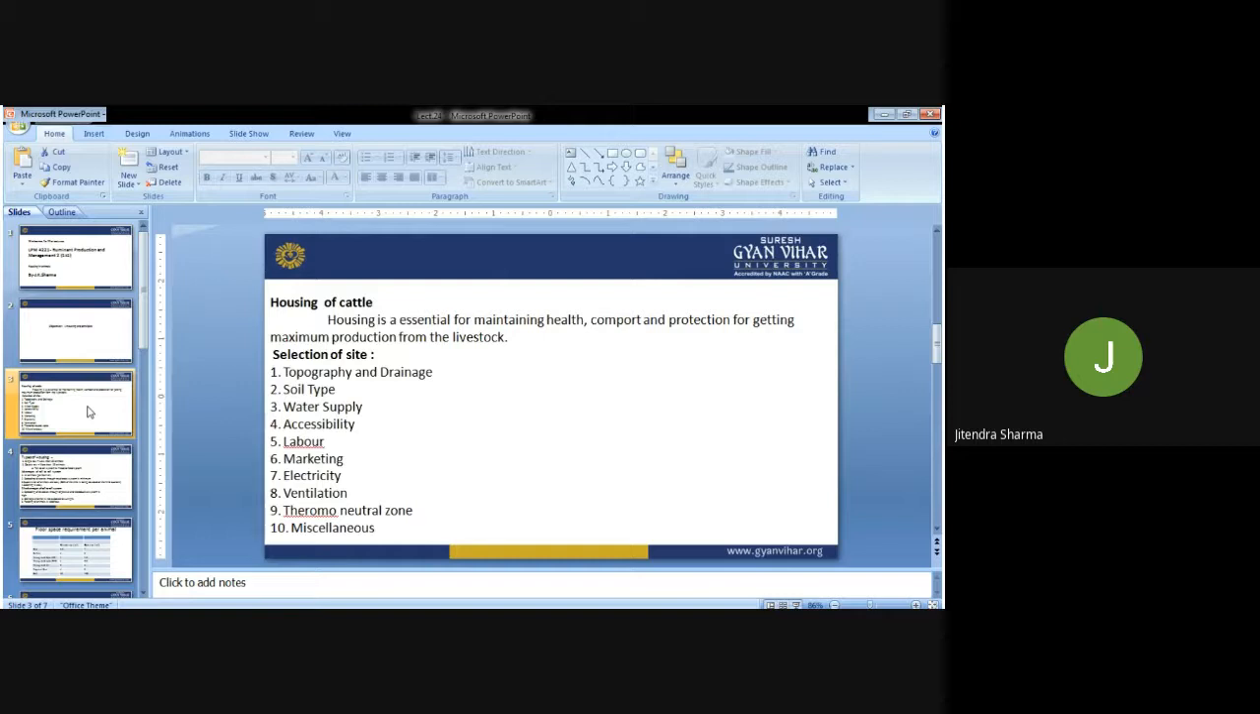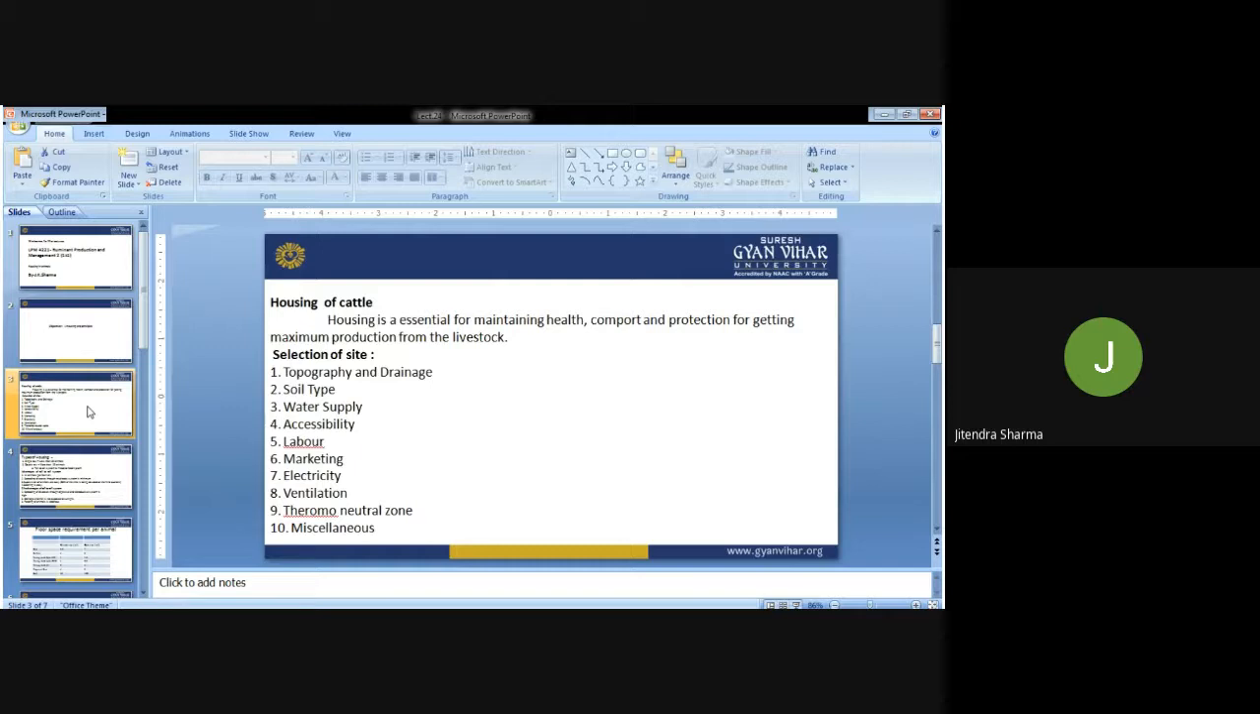So, selection of site. Before we select the site, what are the basic points that we have to keep in mind? Topography and drainage. It means we have to select a site where water logging does not occur, and we have to avoid that situation for the selection of housing for the animal. Then the soil type is also very important. We cannot use fertile soil there, but we can use any other kind of soil, as long as there is not much stone, because that can sometimes disturb the comfort of the animal.